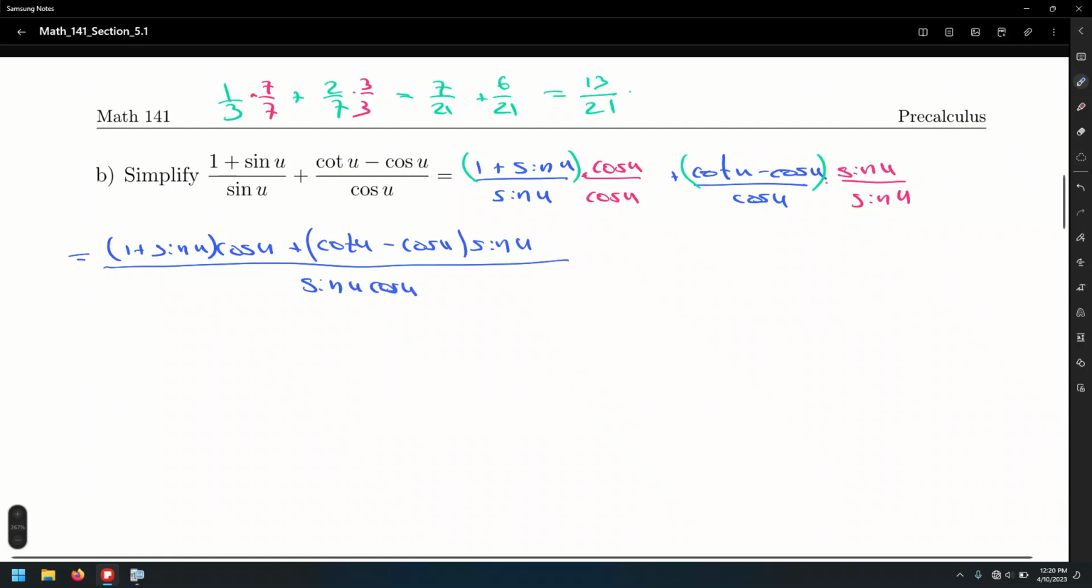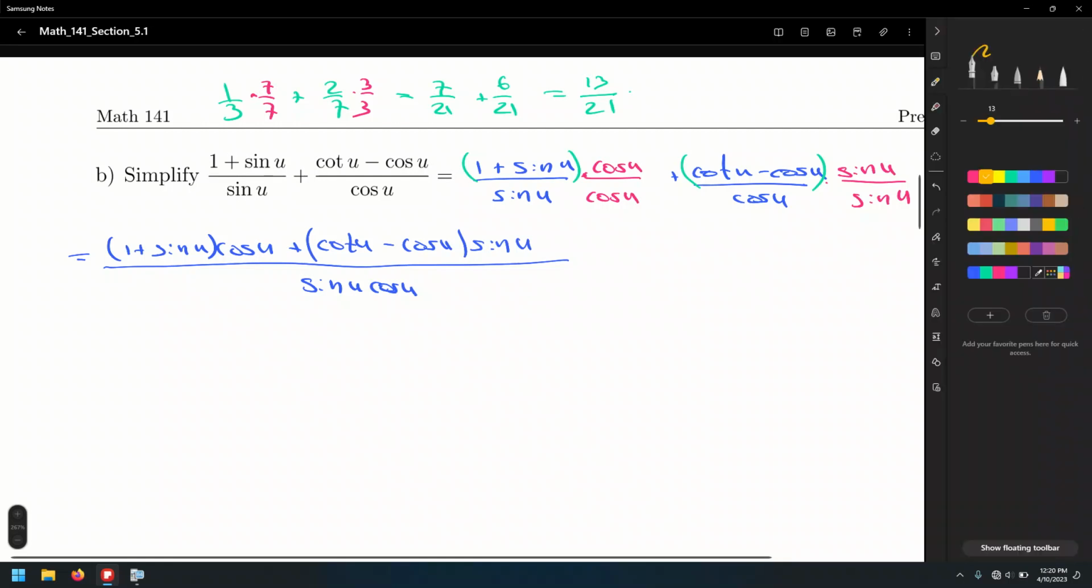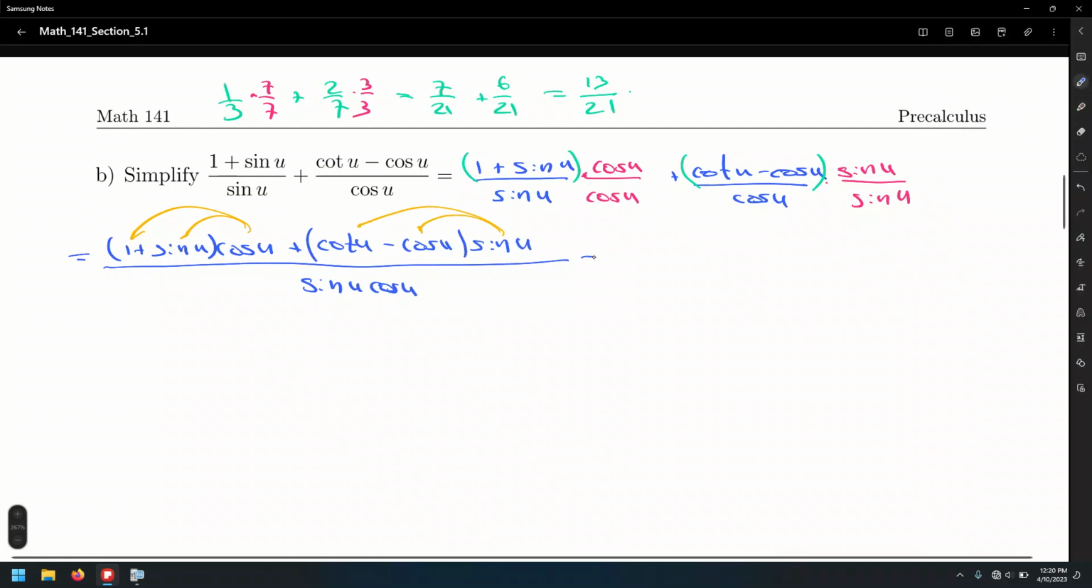All right. I know what you might be thinking. Maybe we could have done the distribution in the same step, but I'd rather write the whole thing first so you can see where the things are coming from. And then in the next step, yes, I'm going to distribute the cosine and distribute the sine here.